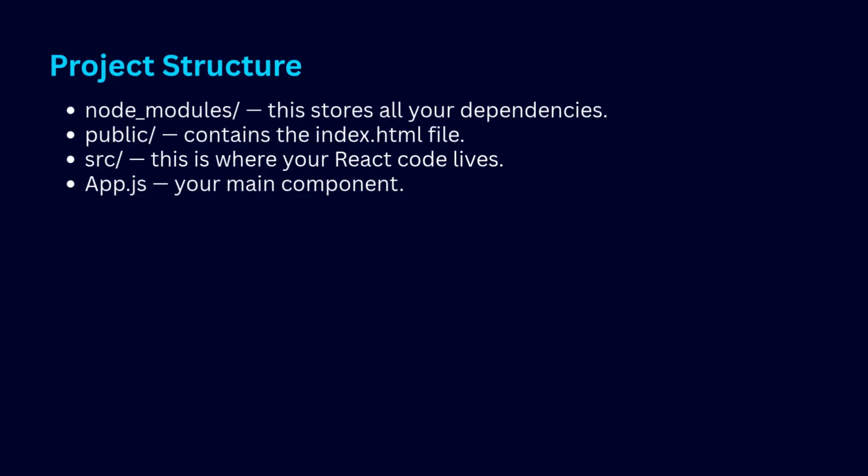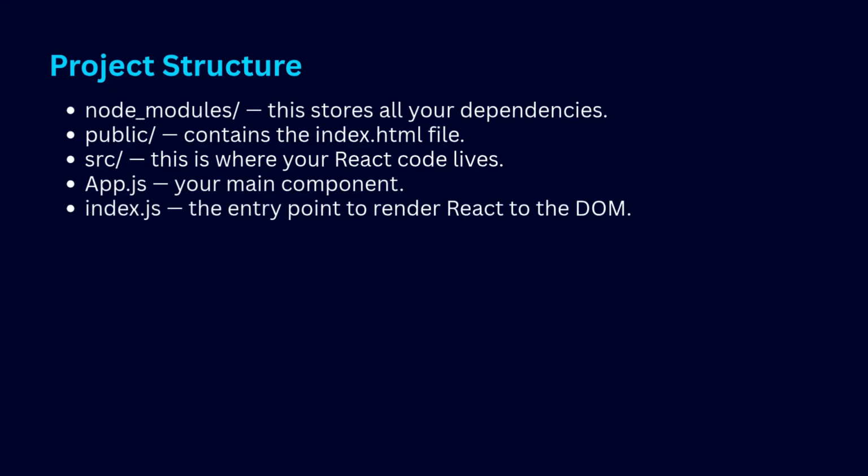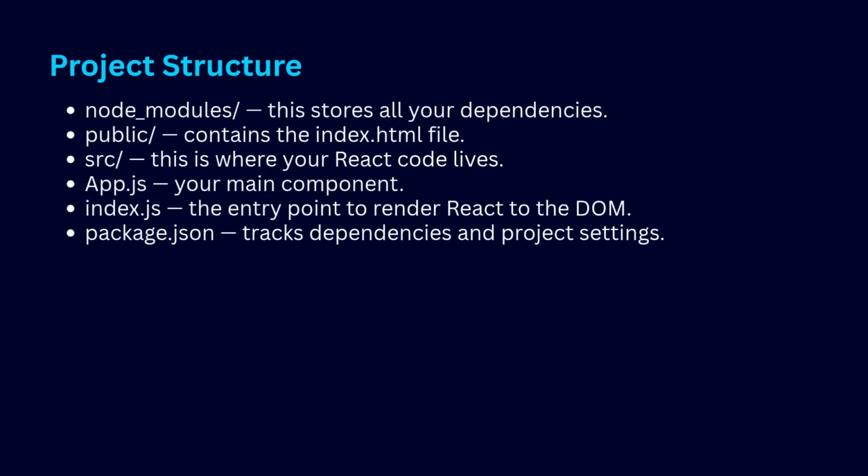App.js, your main component. index.js, the entry point to render React to the DOM. package.json tracks dependencies and project settings. You will spend most of your time inside the src folder writing components and logic.